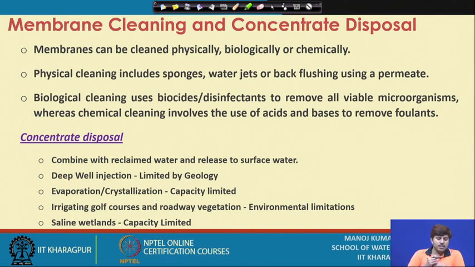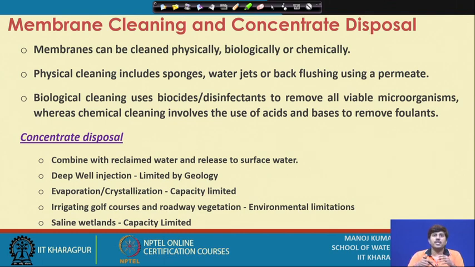Then the concentrate that is received, the membrane reject, is combined with the reclaimed water, and it may be put to deep well injection. How much you can do this deep well injection will be governed by the geology of the system. We can go for evaporation and crystallization as well, but again it is a quite energy intensive process, and how much water you are going to evaporate is capacity limited.